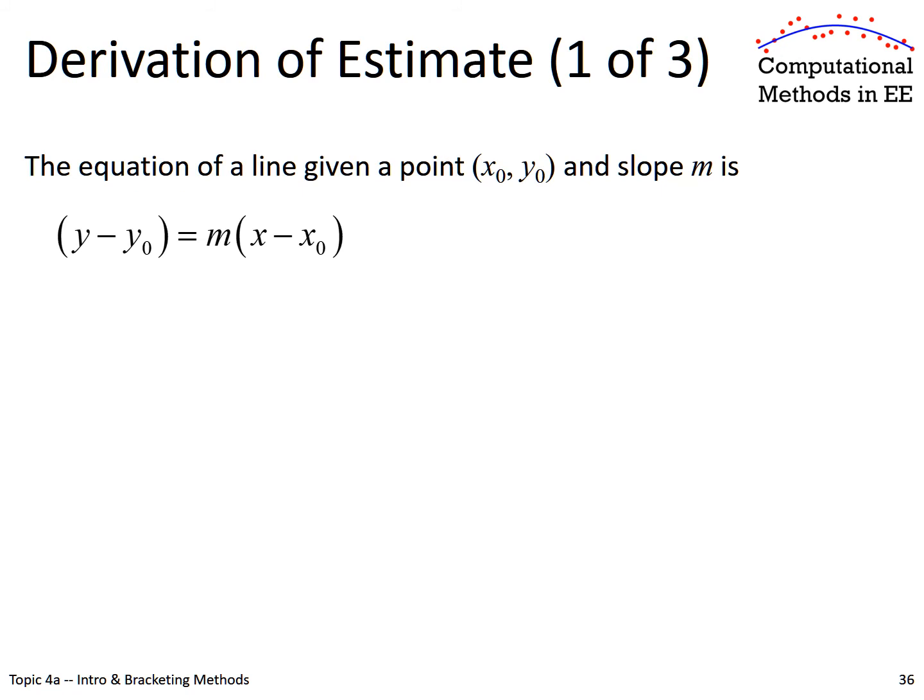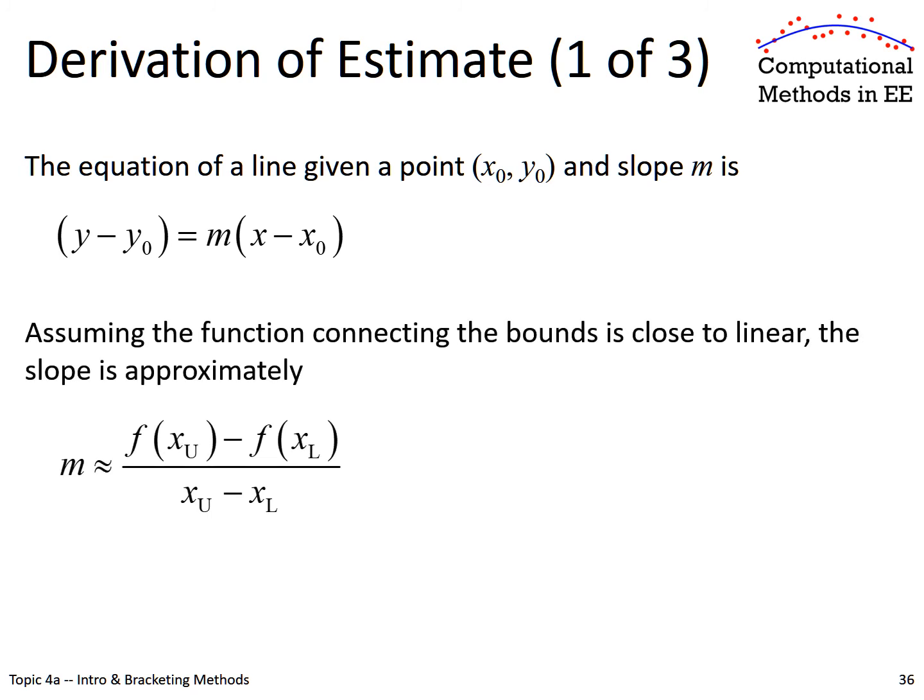So let's derive that new expression we have for estimating where the root is. And we start with the general expression of a line. So in this case, m is slope, and we also give it a point, some point x naught, y naught. Otherwise, that's the equation for a line. Given the function value at the limits, at the lower and upper bounds, we can estimate the slope of that line. Slope is just rise over run, and rise is the function value at the upper limit minus the function value at the lower limit, and the run, or the span in x, is just the difference between the upper and lower limits. So we know the slope of that line.